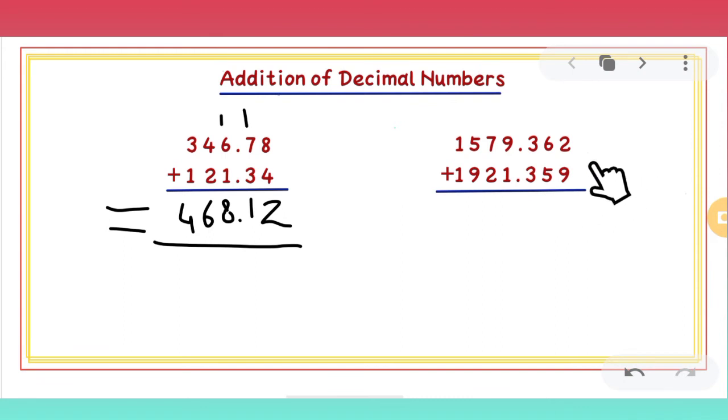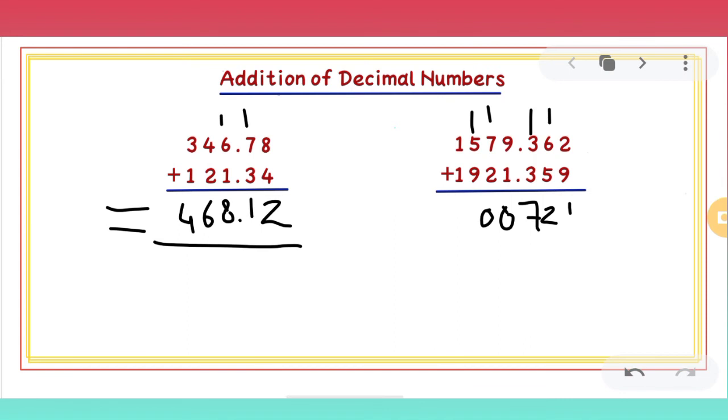Similarly, let's see one more example. Here in this case 9 plus 2 is 11. So 1 will be here and 1 carry. 6 plus 1 is 7. 7 plus 5 is 12. So 2 will be here, 1 carry. 3 plus 3 is 6, plus 1 is 7. And 9 plus 1 is 10. 0 will be here and 1 carry. 7 plus 1 is 8, plus 2, 10 again. So 0 will be here, 1 carry.